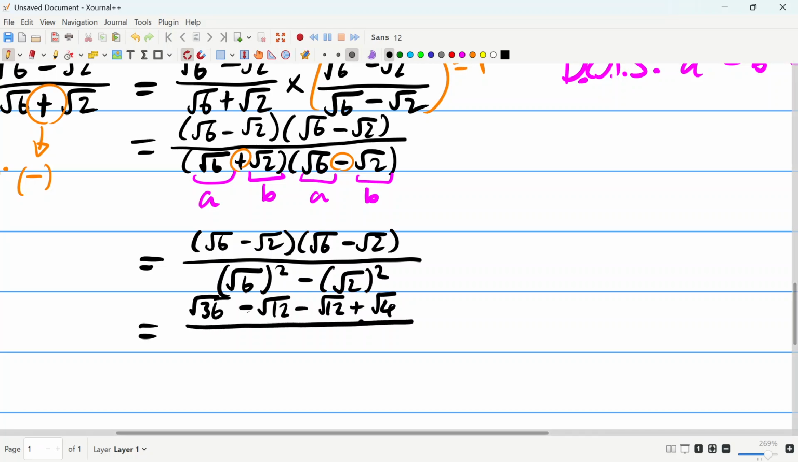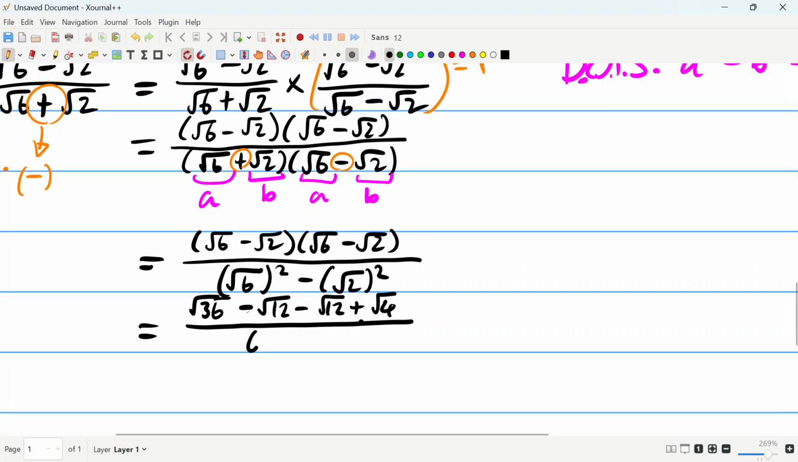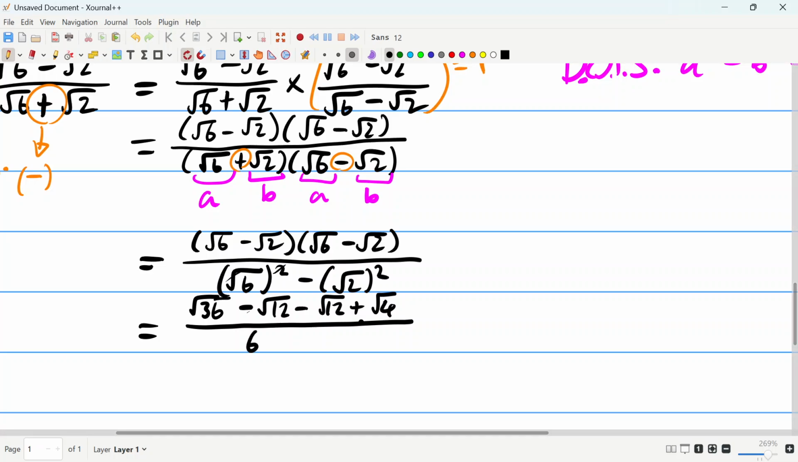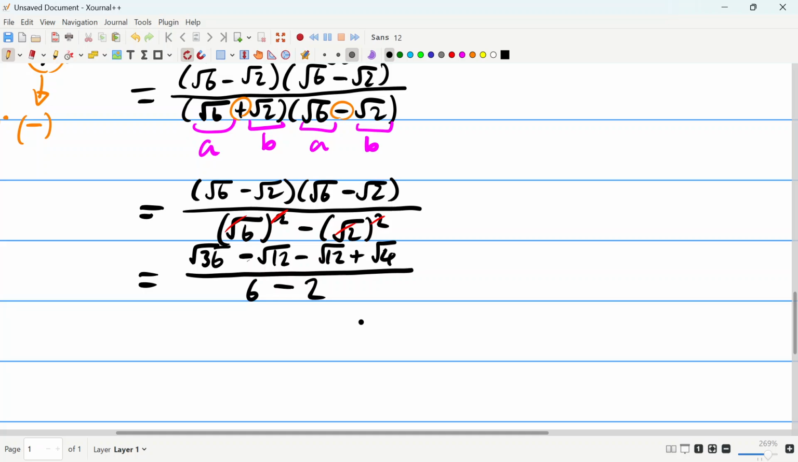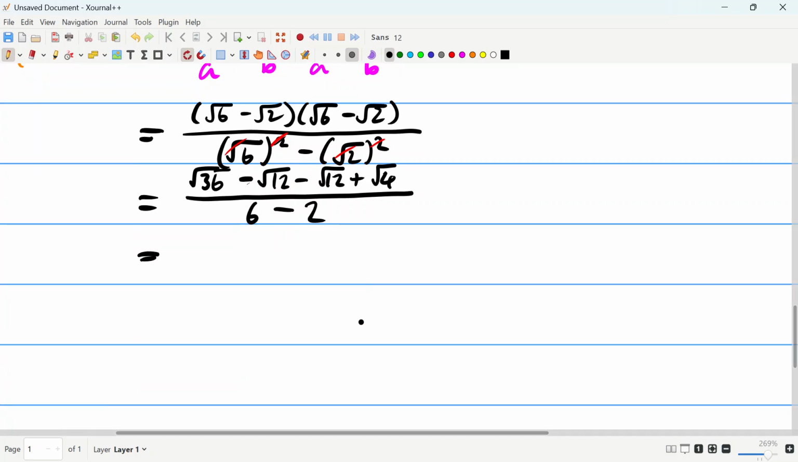And then here, the square root of 6 all squared is just going to be 6 because they cancel out. Okay, so let me just write that in red. They cancel. And then here, the square also cancels with the square root, so it's going to be 6 minus 2. Okay. And then from here, we can actually simplify the numerator. The square root of 36 is just 6. And then minus square root 12 minus square root 12 is just minus 2 square root 12, plus square root of 4, which is 2, divided by 4.